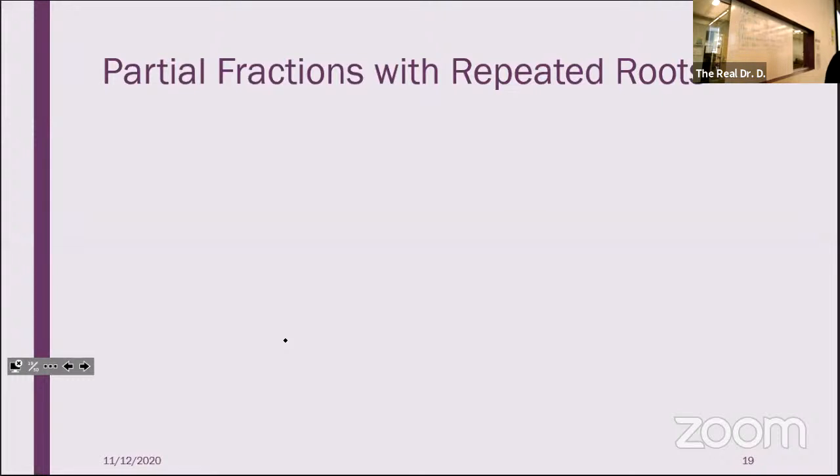So there's two other cases we need to talk about. We need to talk about repeated roots and we need to talk about complex roots, and how we deal with those. We're not going to talk about how to deal with purely imaginary roots today.